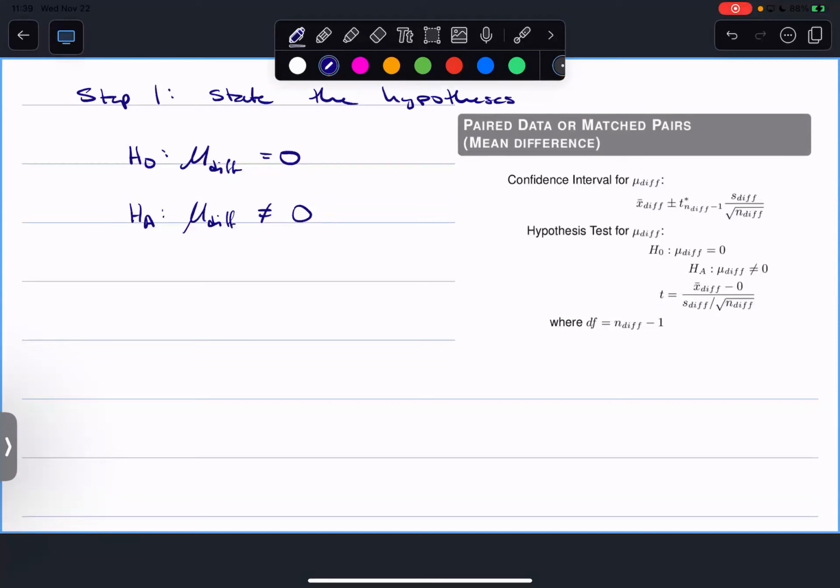I always make a note that this is a two-sided test, right? If I'm concerned about only less than or only greater than, then I have a one-sided test and I check whatever tail I'm interested in. But this makes it a two-sided test, or two-tailed if you want.